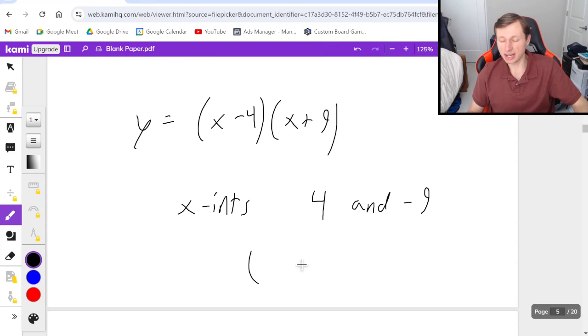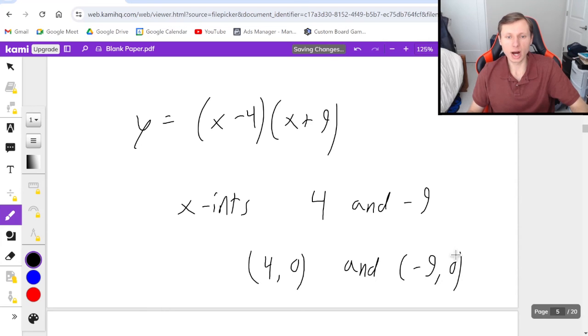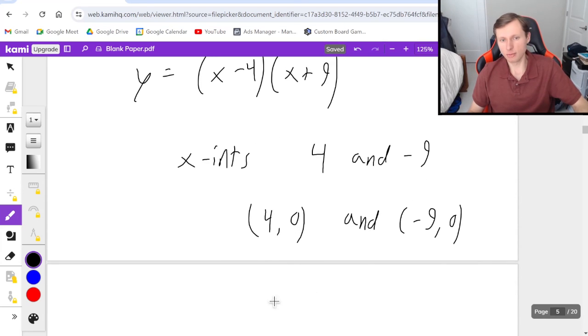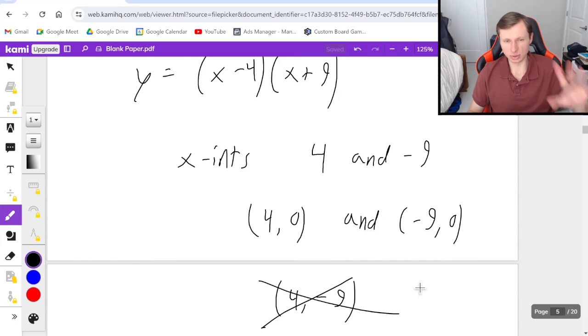Or sometimes you see x-intercepts written like this, 4 comma 0 and negative 9 comma 0. Always comma 0 because we're saying the y value is 0. Some of my students will say 4 comma negative 9. That is absolutely wrong. Do not do that.